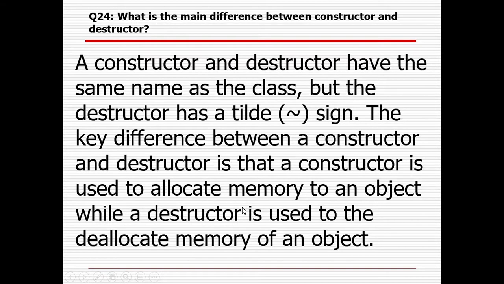What is the main difference between a constructor and destructor? A constructor and destructor have the same name as the class, but the destructor has the tilde sign before the name. The key difference is that a constructor is used to allocate memory to an object, while a destructor is used to deallocate the memory of an object as and when any program or object is getting destroyed.